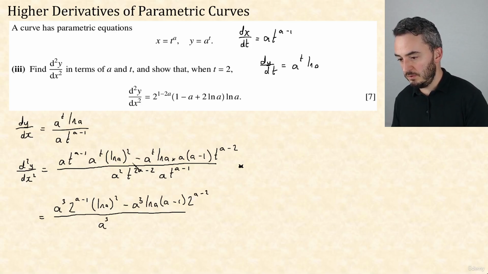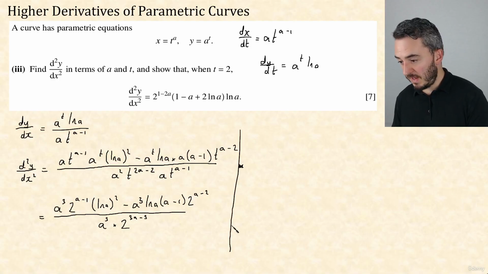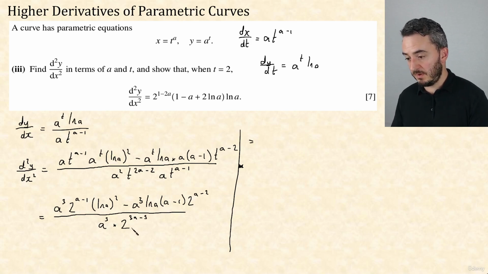Then I've got 2 to the power of, well look, let's add the powers here because it's t to the that times t to that. So in total that would be t to the power of 3a minus 3. So that's times 2 to the power of 3a minus 3. Right, looks bad, but the a cubes are gone. And all that's left in the denominator is this power of 2. So let's just divide the powers of 2 up here by that.